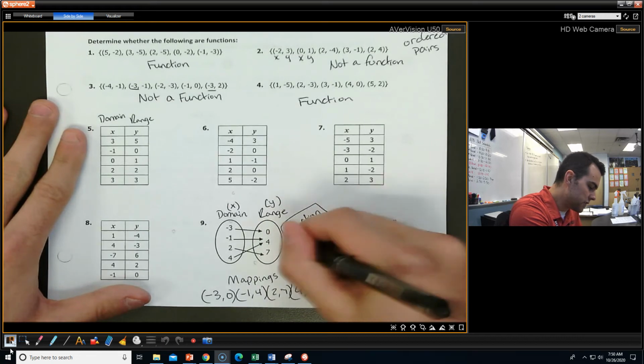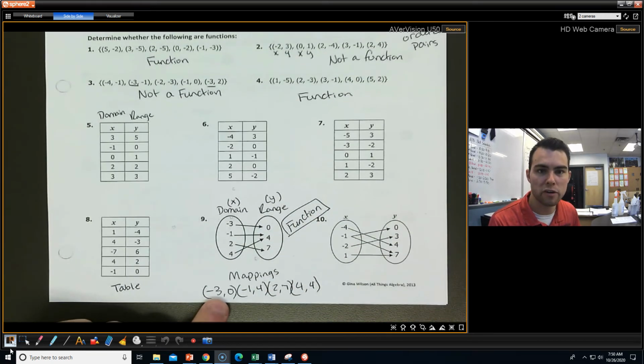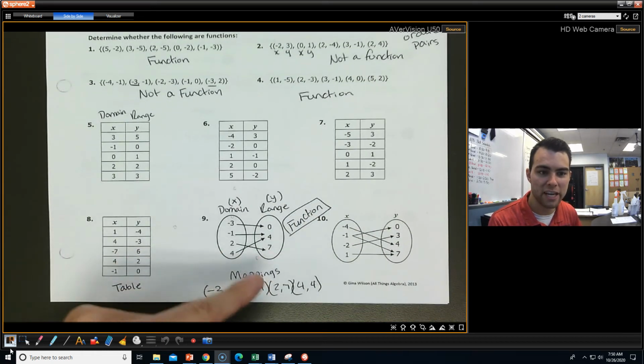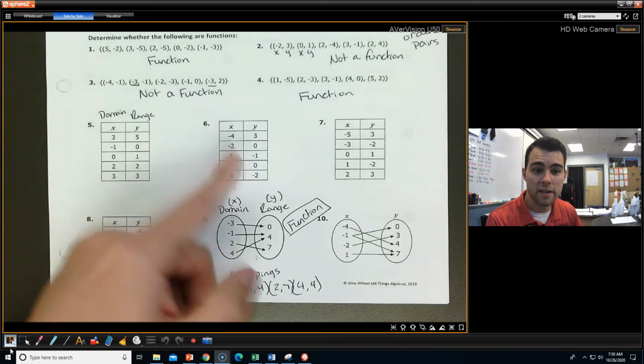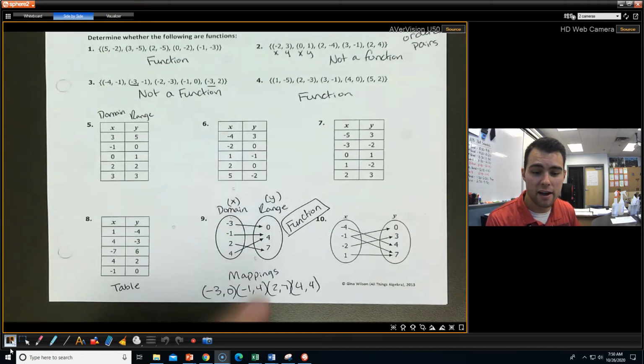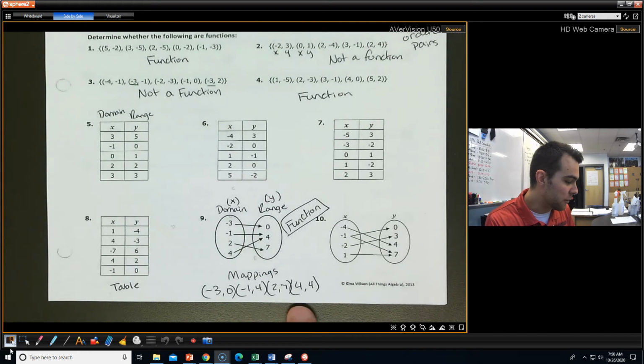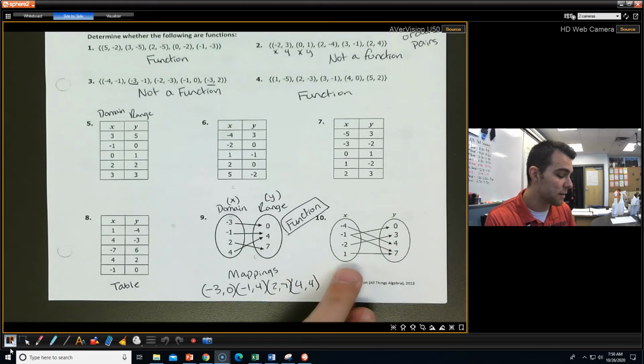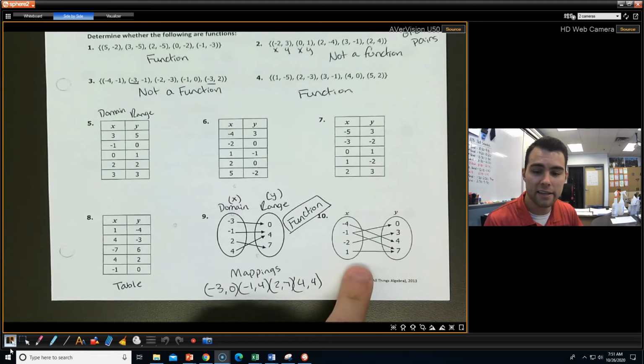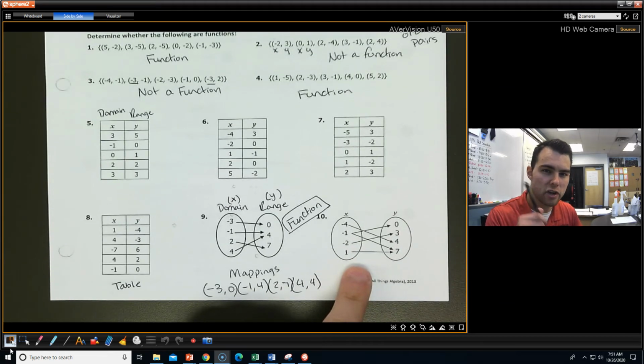And if you notice too, I was able to create ordered pairs out of our domain and range just like we have up here. You can do it with these two, but really, again, I want you to see that all this stuff is kind of related together. So I'd like you to try number 10. I want you to determine if that guy is a function or not, and go.